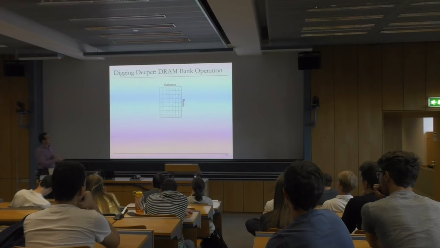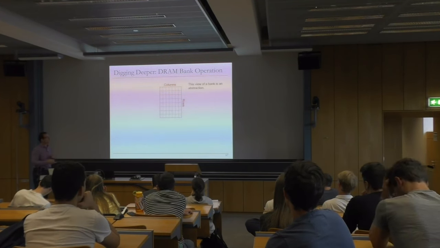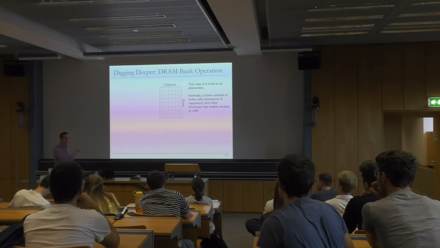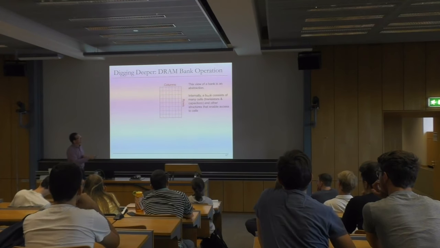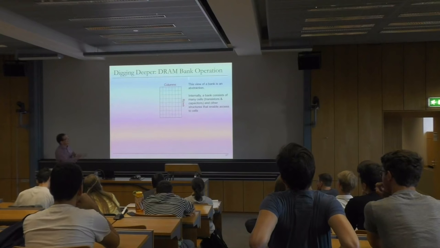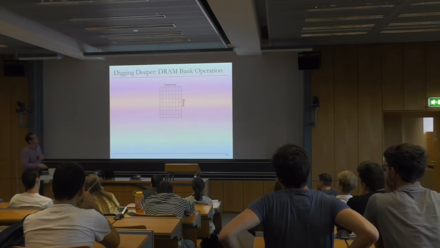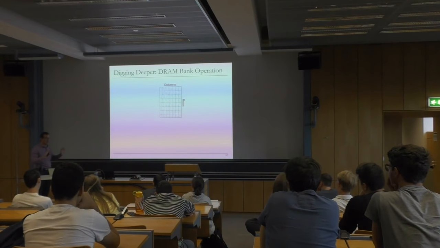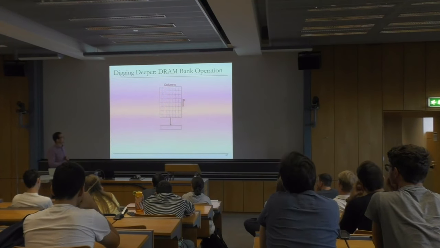If you look at a single DRAM bank, it's a two-dimensional array of cells, columns and rows, and it's an abstraction. Internally, actually, there is even a lower level, but we don't need to go into that right now. Internally, a bank consists of many cells and other structures that enable access to the cells. But this is really my abstraction over here. In fact, internally, there are smaller arrays also, which we're not going to go into at this point. We may go into them later.